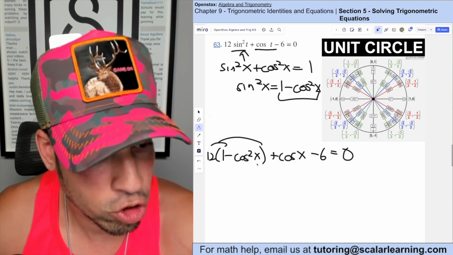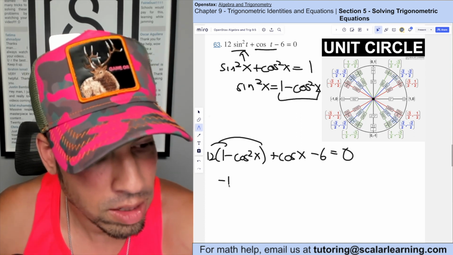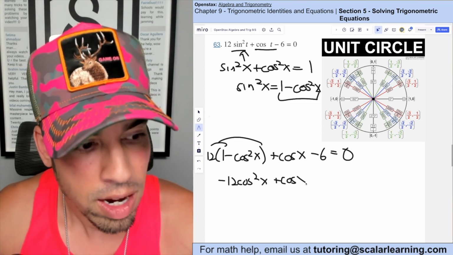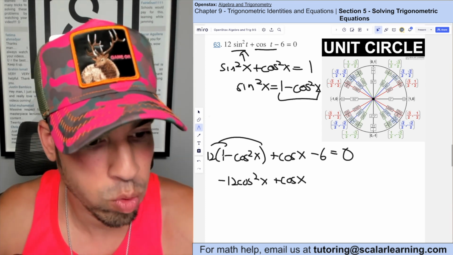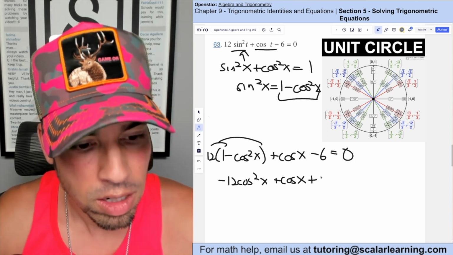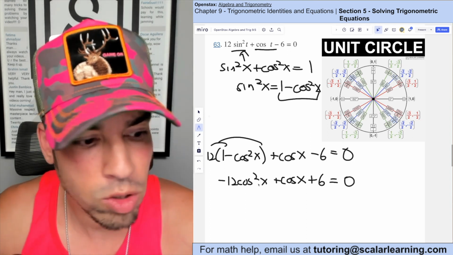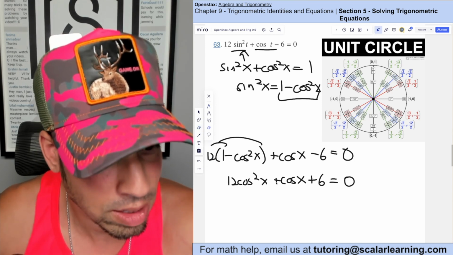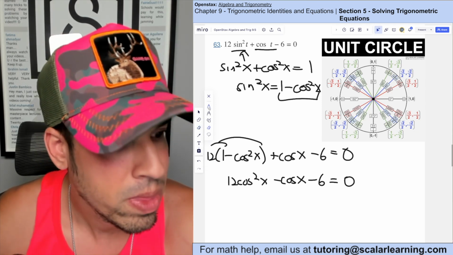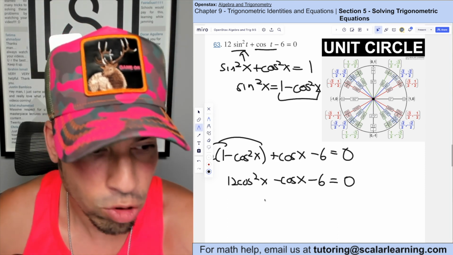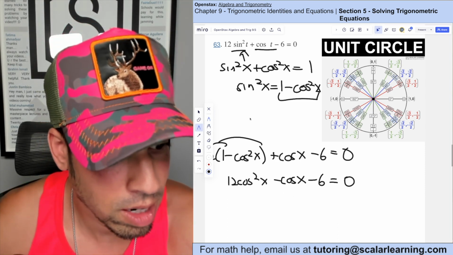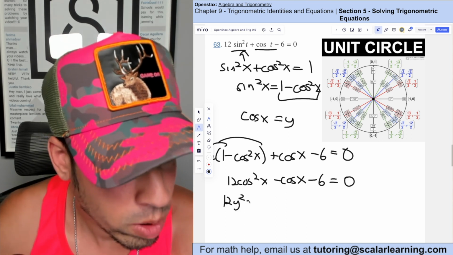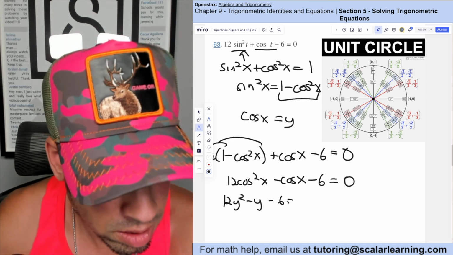Now let's distribute. So then I have negative 12 cosine squared x. I still have a cosine x. And then 12 times 1 is 12, plus that negative 6 gives us a 6. The last thing I'm going to do is multiply everything by negative 1. So that's going to turn that to positive, that to negative, and that to negative, okay? And now we're going to see if this is factorable. So I'm going to rewrite this by setting cosine of x equal to y. So now I have 12y squared minus y minus 6 equals 0.